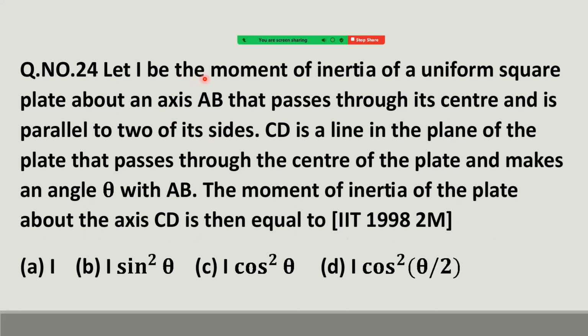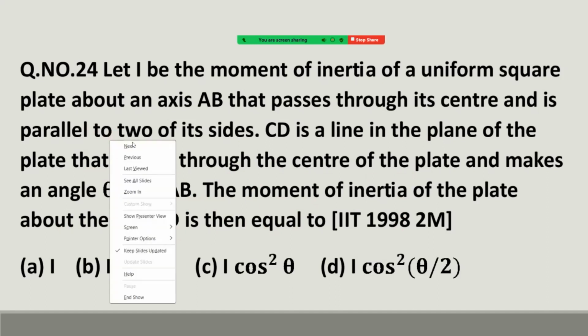Let I be the moment of inertia of a uniform square plate about an axis AB that passes through its center and is parallel to two of its sides. CD is a line in the plane of the plate that passes through the center of the plate and makes an angle theta with AB. The moment of inertia of the plate about the axis CD is then equal to. This was asked for 2 marks in 1998. Let us see what the question is.